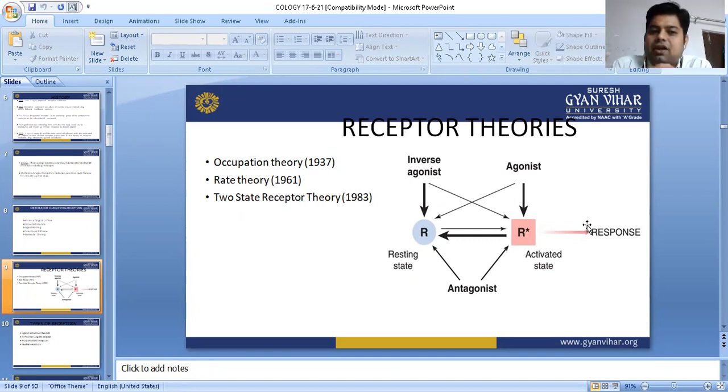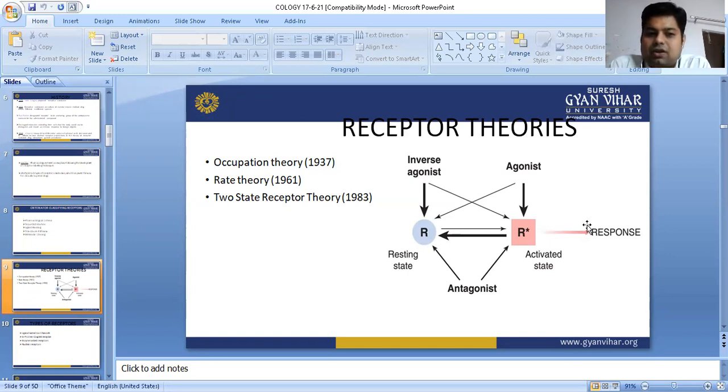Now, the second theory is rate theory in 1961. What would be rate theory? The rate theory says that a response occurs when there is some kind of conformational change in the receptor, but 100% of receptors should be occupied for producing the maximum response.